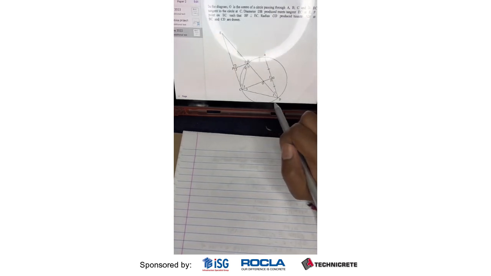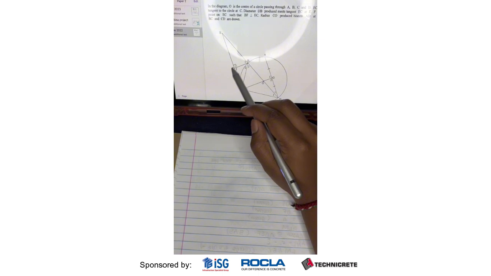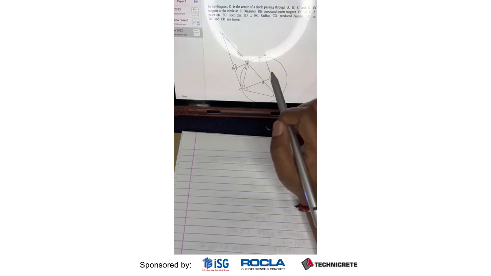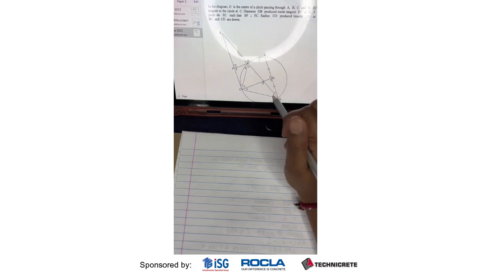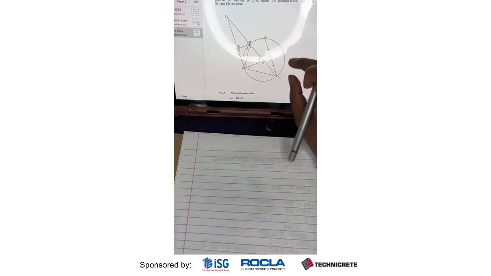EC is a tangent. So here it's EC. Diameter DB is produced to meet EC at E. F is a point on EC such that BF is perpendicular to EC, so we've got this right angle here. Radius CO is produced to meet AD, so we've got equal lines here. Let's go to what we need to calculate.